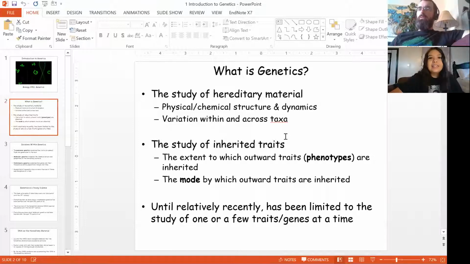question on where it says the variation within and across taxa. So I looked up what taxa meant, and it said a group of one or more populations, so basically a unit. But I don't really understand what you're exactly saying, like variation.